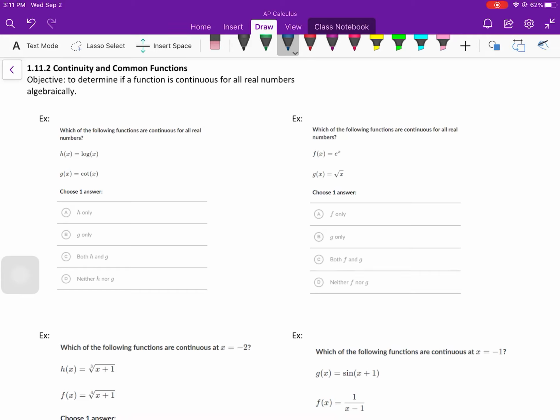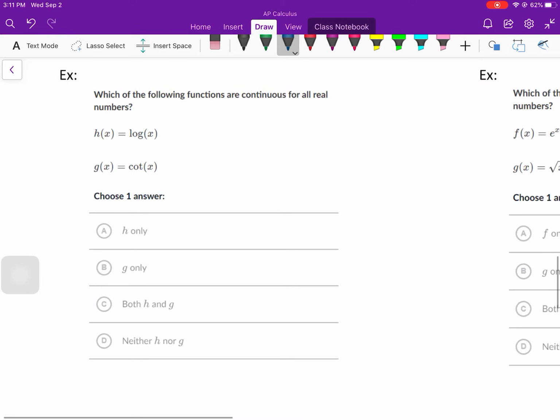Continuity and common functions. So what we're going to do is look at these functions and determine if they're continuous for all real numbers. What do you mean by all real numbers? That's really every number you can think of except for i, the imaginary number, which is the square root of -1.